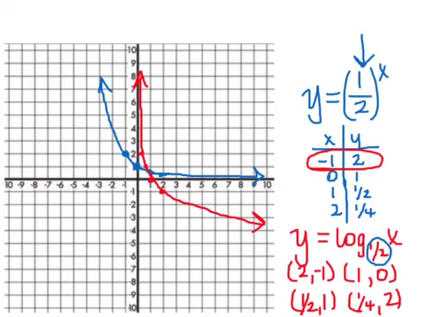Just like any exponential function, the blue function will have its asymptote along the x-axis, which is actually called the line y equals 0. And then the log functions, like every parent log function, will have its asymptote along the y-axis, which is actually the vertical line called x equals 0.